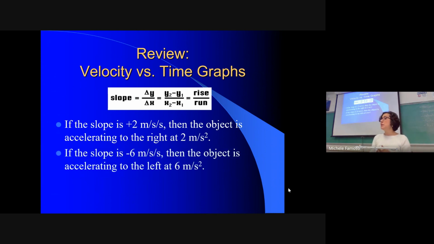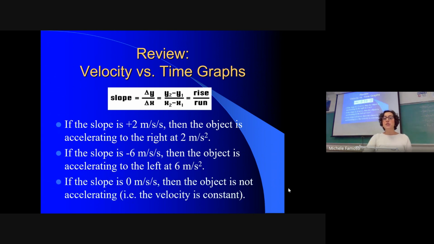If the slope was negative 6 meters per second, that's telling you that the object's acceleration was directed to the left, and the magnitude of that acceleration was 6 meters per second squared. Likewise, if you get a slope of 0 meters per second, it tells you that the object was not accelerating, and the velocity was therefore constant.